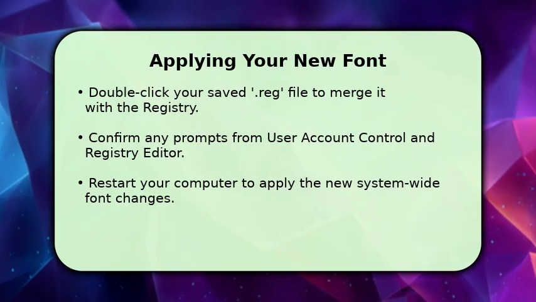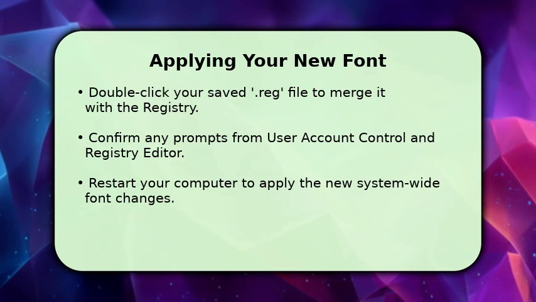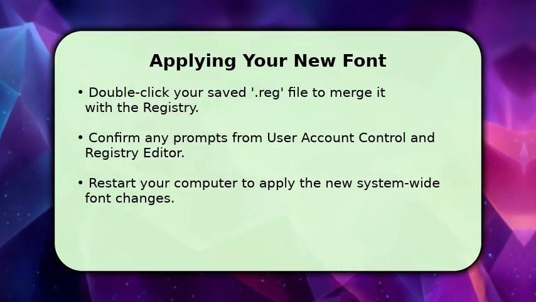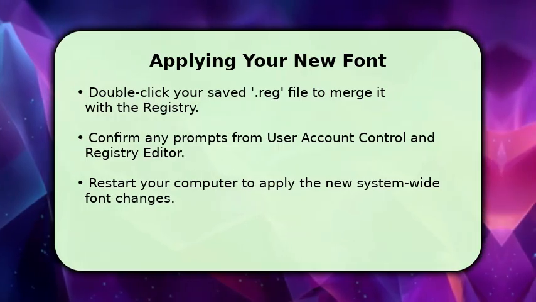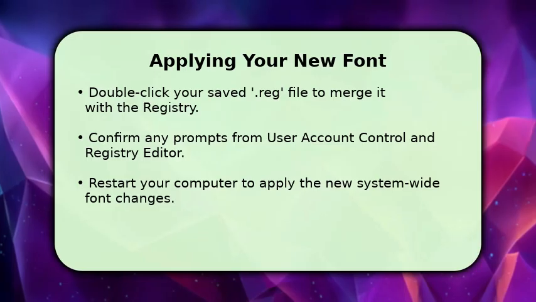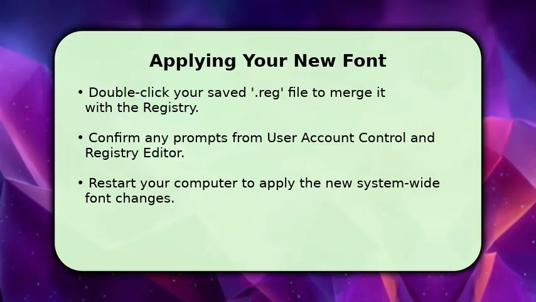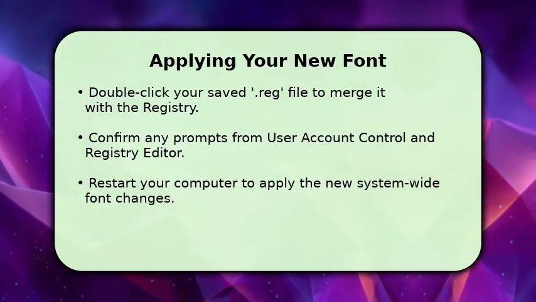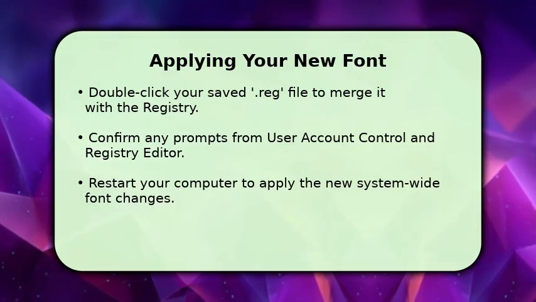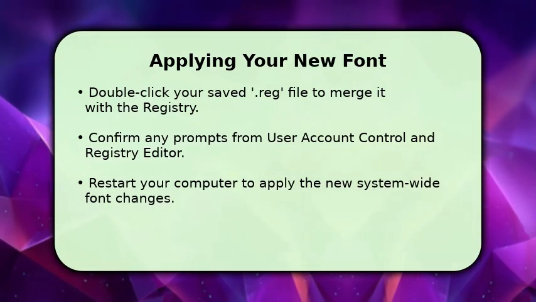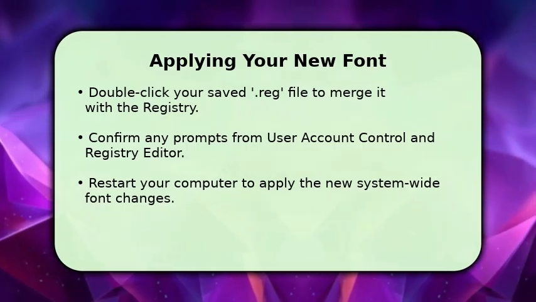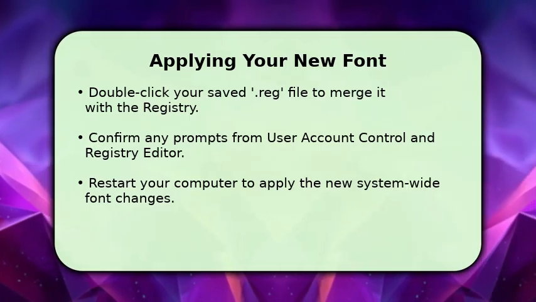With your custom registry file created, it is time to apply your new font. Locate the .reg file you just saved and double-click it. You will likely see a User Account Control prompt. Click Yes to proceed. Then, the Registry Editor will ask for confirmation to merge the changes. Click Yes again, followed by OK. For these changes to take full effect across your entire system, you must restart your computer. After rebooting, your Windows 11 system will display your chosen new font.